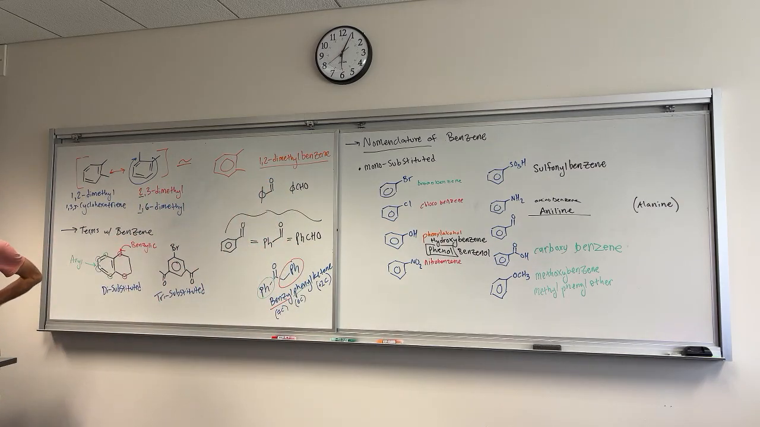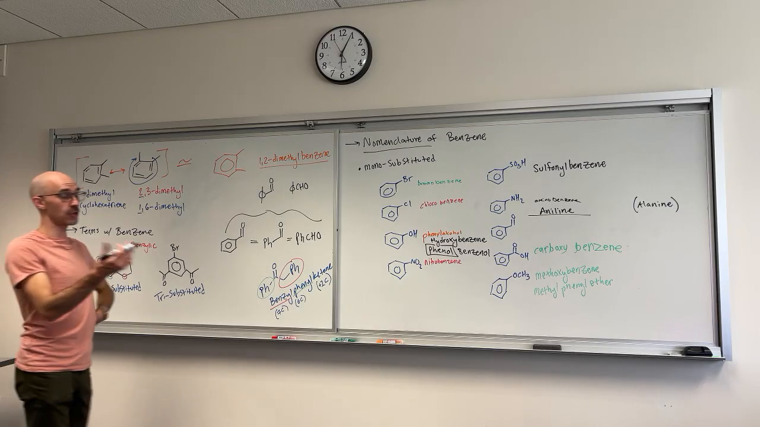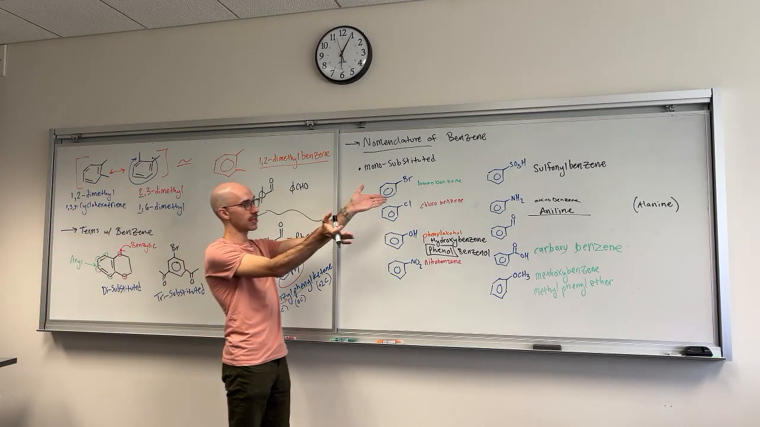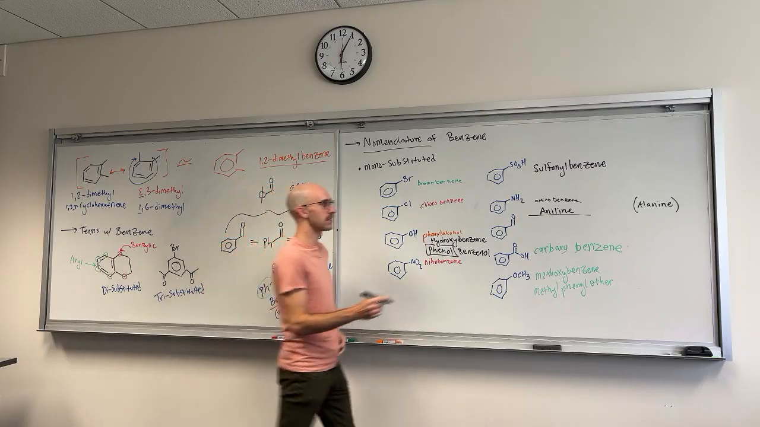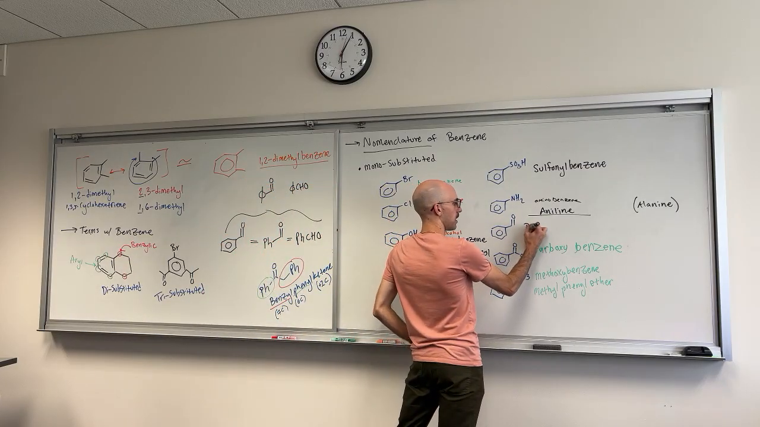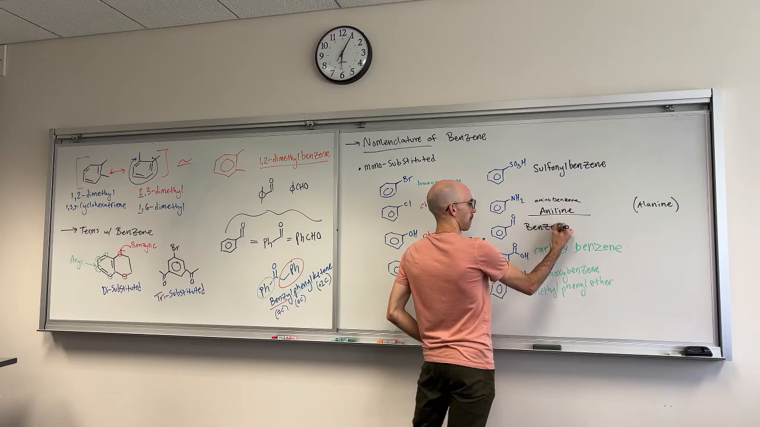This is aniline. Those of you in lab already did an experiment, the synthesis of methyl orange, where you used dimethyl aniline as one of your reagents. Instead of NH2, it's N(CH3)2. This is aniline. This one is most often called benzaldehyde.